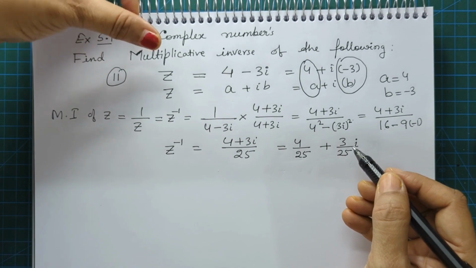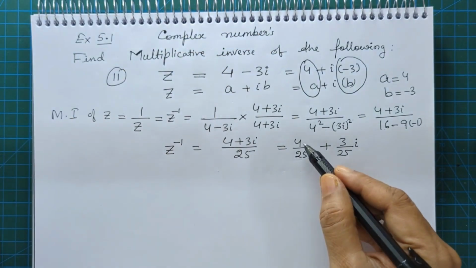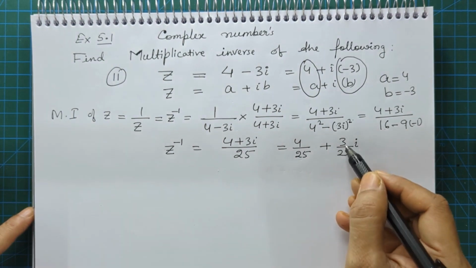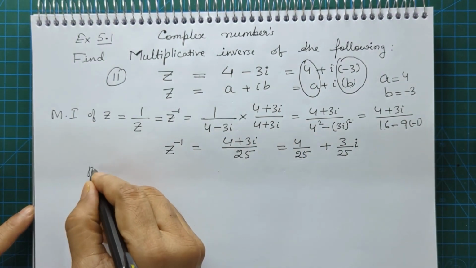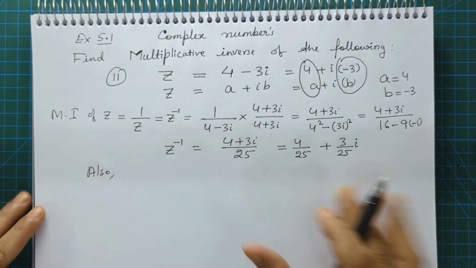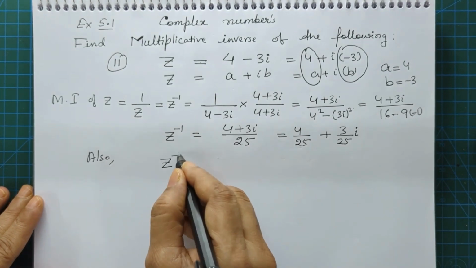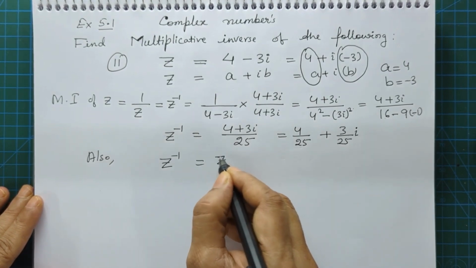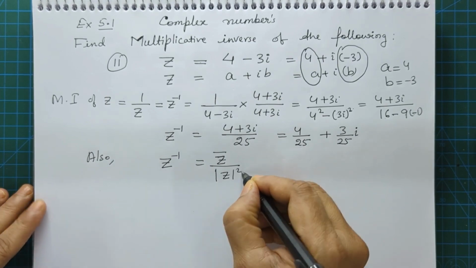So the multiplicative inverse of z, which is 4 minus 3i, is 4 by 25 plus 3 by 25i. So this is the regular process. Also, we'll find the multiplicative inverse by using the formula that we have just now derived, since the multiplicative inverse is the conjugate of the complex number by mod z square.